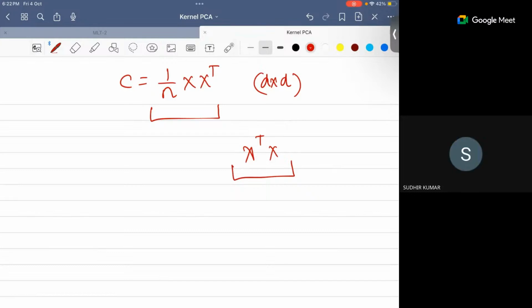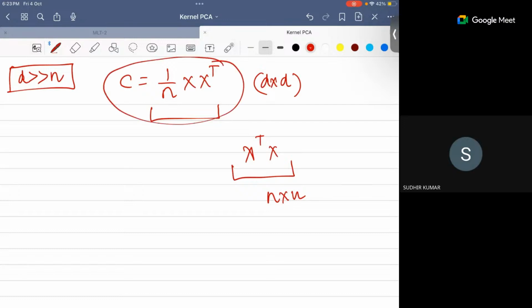N cross n. Yeah, n cross n. And I already told you that d, the dimension, is very, very large as compared to the number of observations or the number of data points that we have. So now we thought of, why can't we work on this x transpose x, as we have to calculate everything corresponding to the x x transpose? We have to calculate the eigenvector, and it is taking a huge time. So why can't we deal with x transpose x?